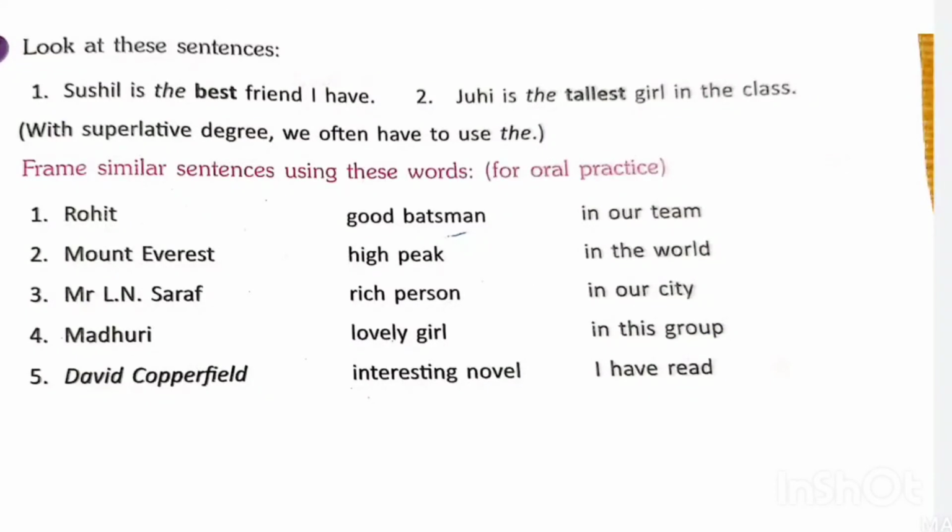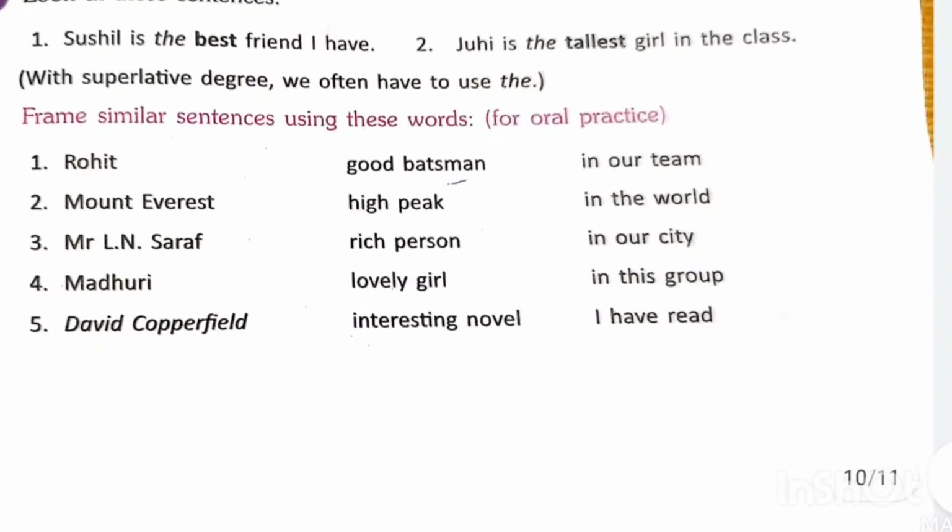we'll go for some examples of degree of comparison. Number 1, Suhil is the best friend I have. Juhi is the tallest girl in the class. With the superlative degree, we can often use the. Some more examples of it is Rohit is the best batsman in our team. That means we are using the with the superlative degree in this. In the same way, you have to complete this exercise and send it to me in the comment box.